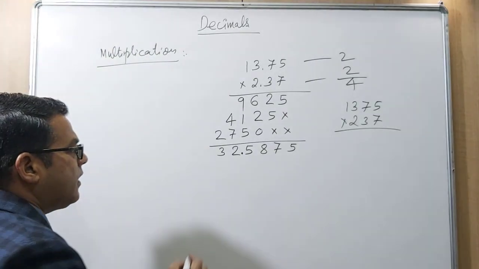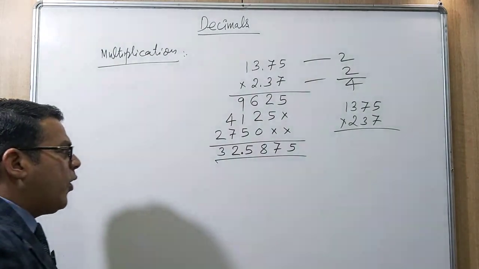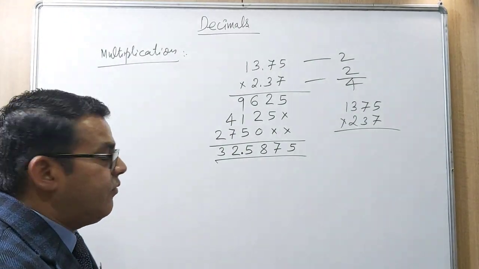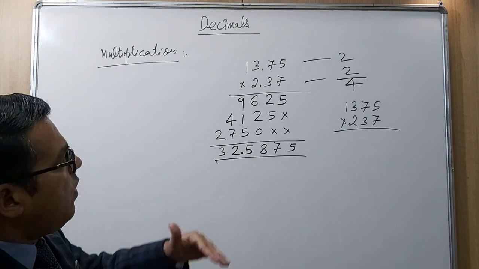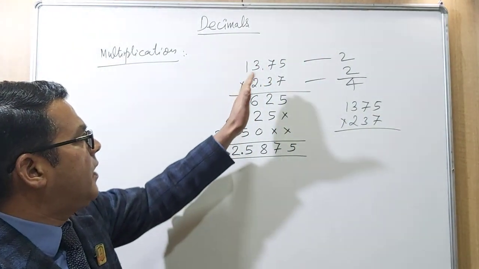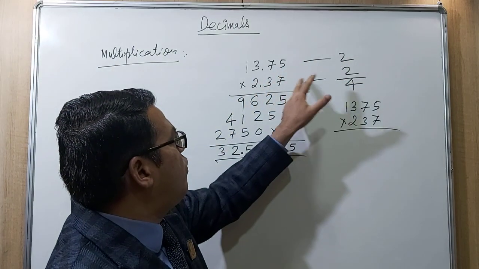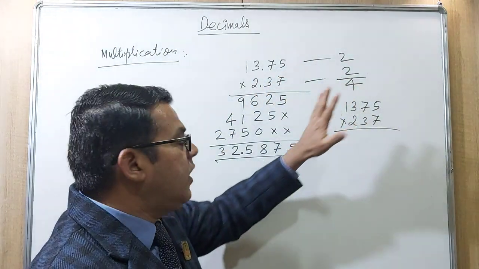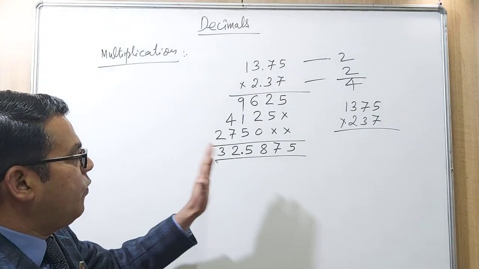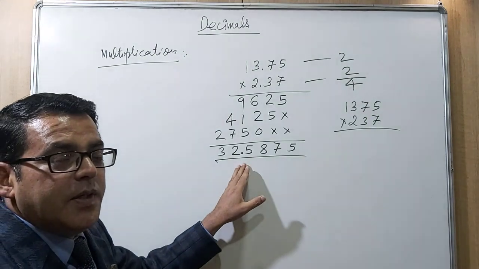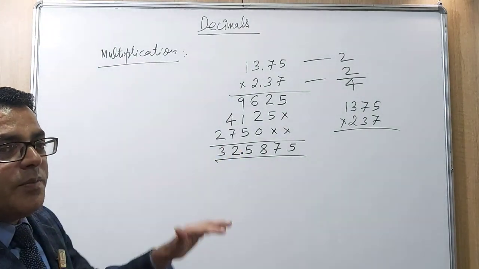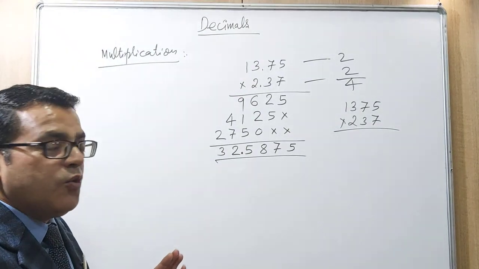So what is our answer now? It is 32.5875. This is very important. What to do now? We have to just count decimal places after the decimal point. So 2 are here, 2 are here, total 4 in all. So we have to write the decimal point in such a way that we have 4 places after this decimal point. Hope you understand.